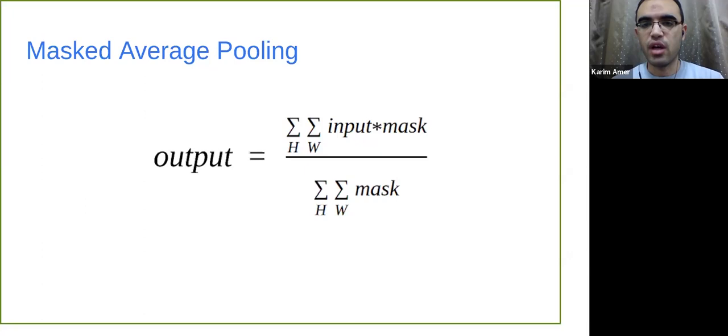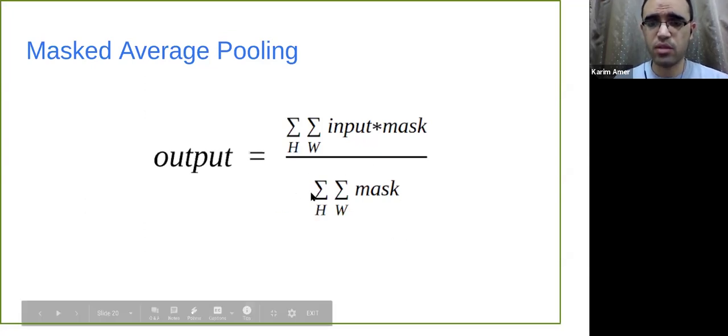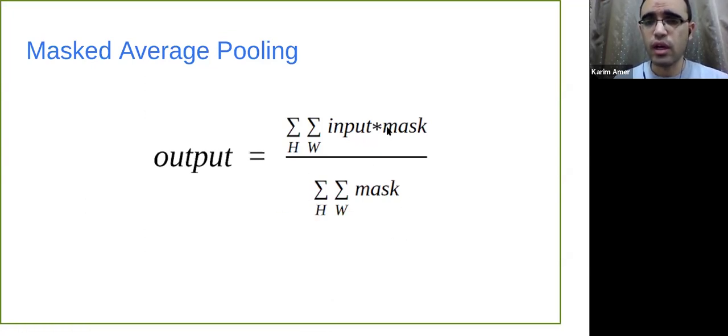So suppose we have 4 pixels that are on in the mask, and the rest are zeros. In the denominator, this summation will be equal to 4. And in the numerator, I will have only the features of the 4 pixels that are actually taken into consideration and being summed in this equation.